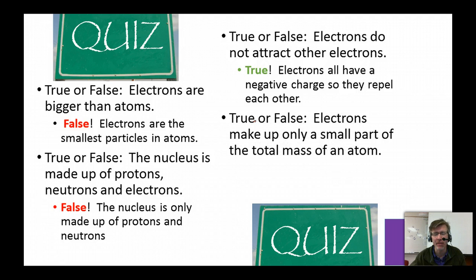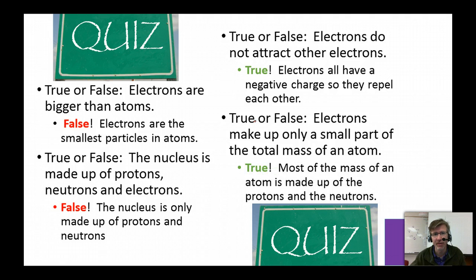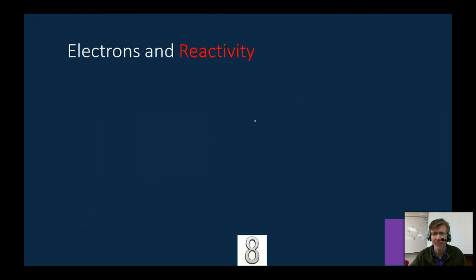True or false? Last question. Electrons make up only a small part of the total mass of an atom. True. Most of the mass of an atom is made up of protons and neutrons. So we basically ignore electrons when we compute the mass of an atom. We saw this last week, I think, when we were talking about how the atomic mass is the sum of protons and neutrons for an atom. Okay? So here we go.